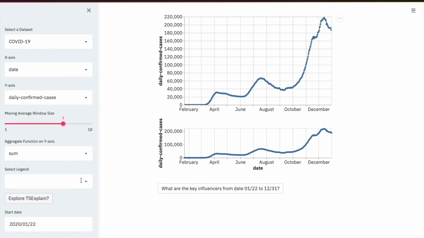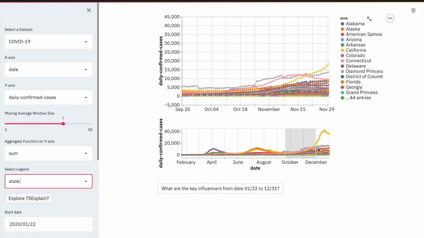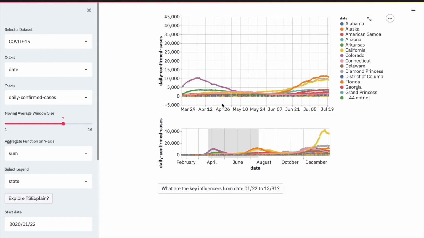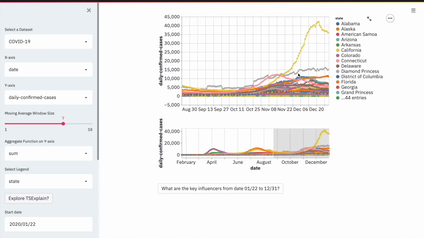After looking at the trend, users may wonder why the daily confirmed number is going ups and downs. They try to drill down to state level by adding state as the legend and brush over the overview chart to zoom in details. However, it is overwhelming to look at this chart with all the states, and it's hard to interpret what are the top states that contribute most to the overall trend change.